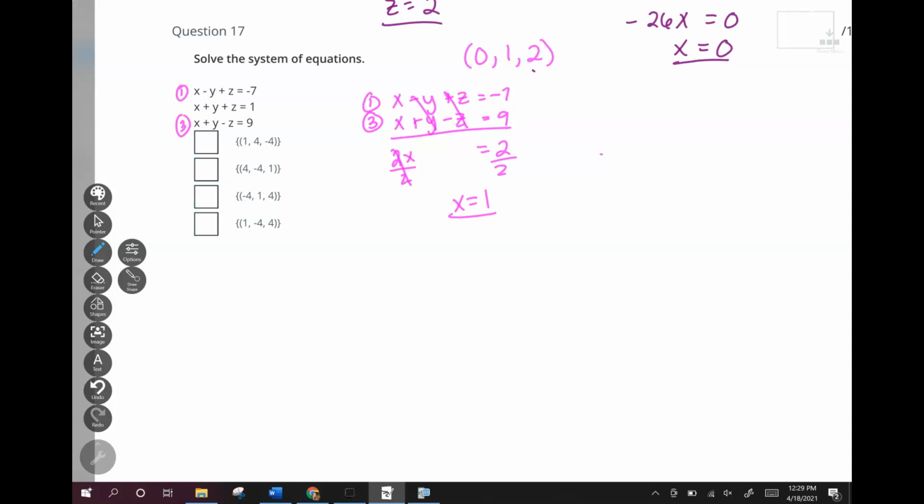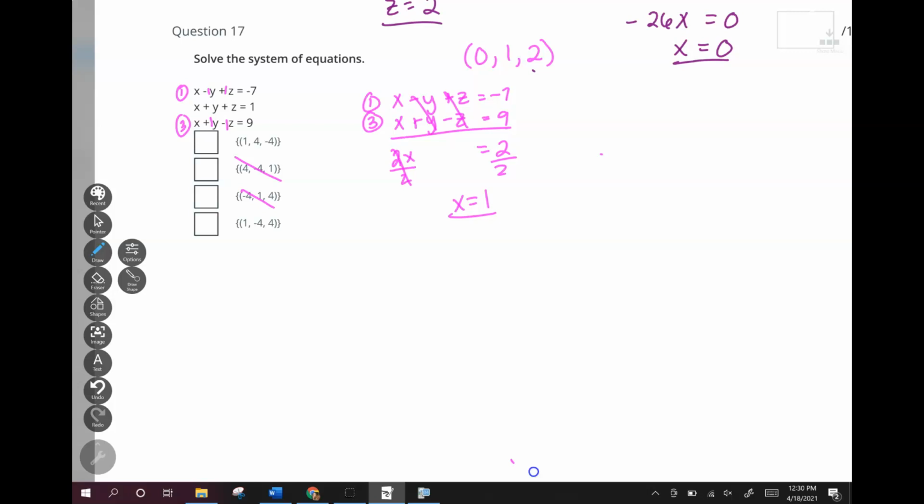So if you notice that two of the variables will cancel, so I've got -1, +1, +1, -1, then that's a good strategy. You can go ahead and solve for one of your variables. So I already know that either A or D is going to be my solution.